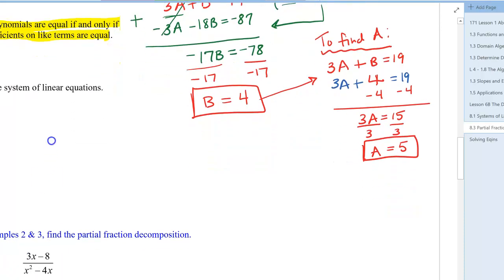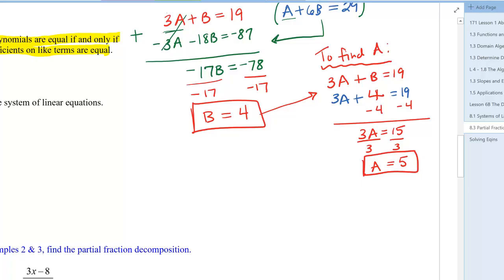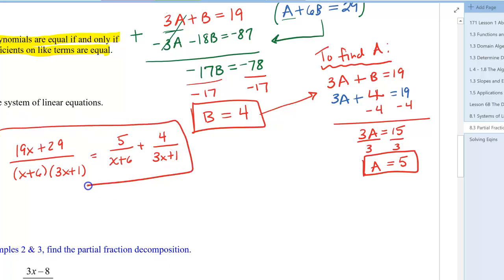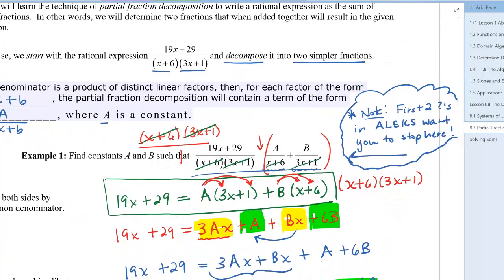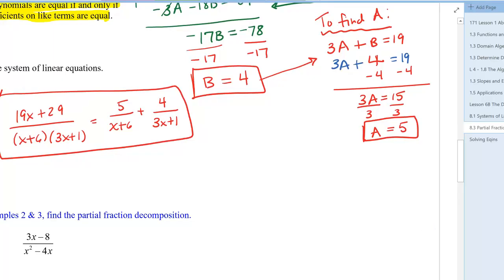So I'm almost done. So now that I've found a and b, I can now write my fraction into two separate fractions. So 19x plus 29 over x plus 6 times 3x plus 1 is equal to a, which is 5, over x plus 6 plus b, which is 4, over 3x plus 1. So be careful about that. Remember, you need to put the 5 and the 4 over the right denominator. And if you remember, we let a be the numerator over x plus 6 and b be the number over 3x plus 1. And that's your final answer.